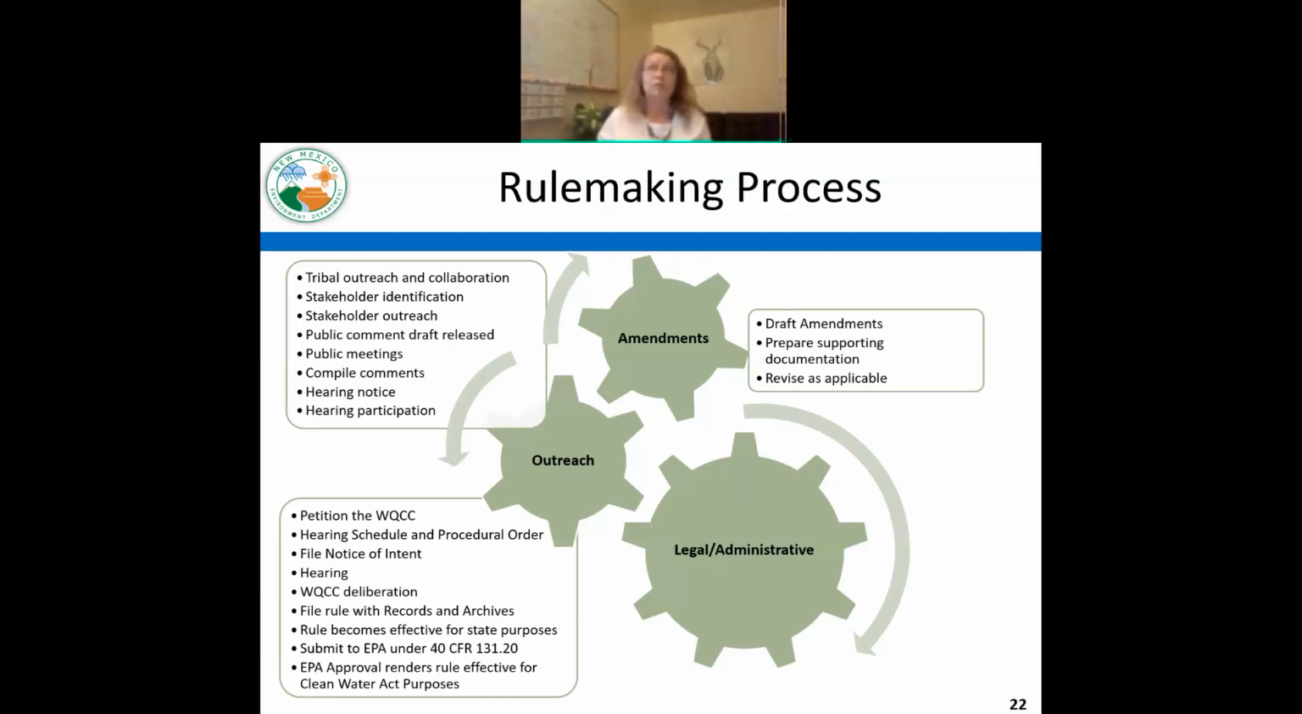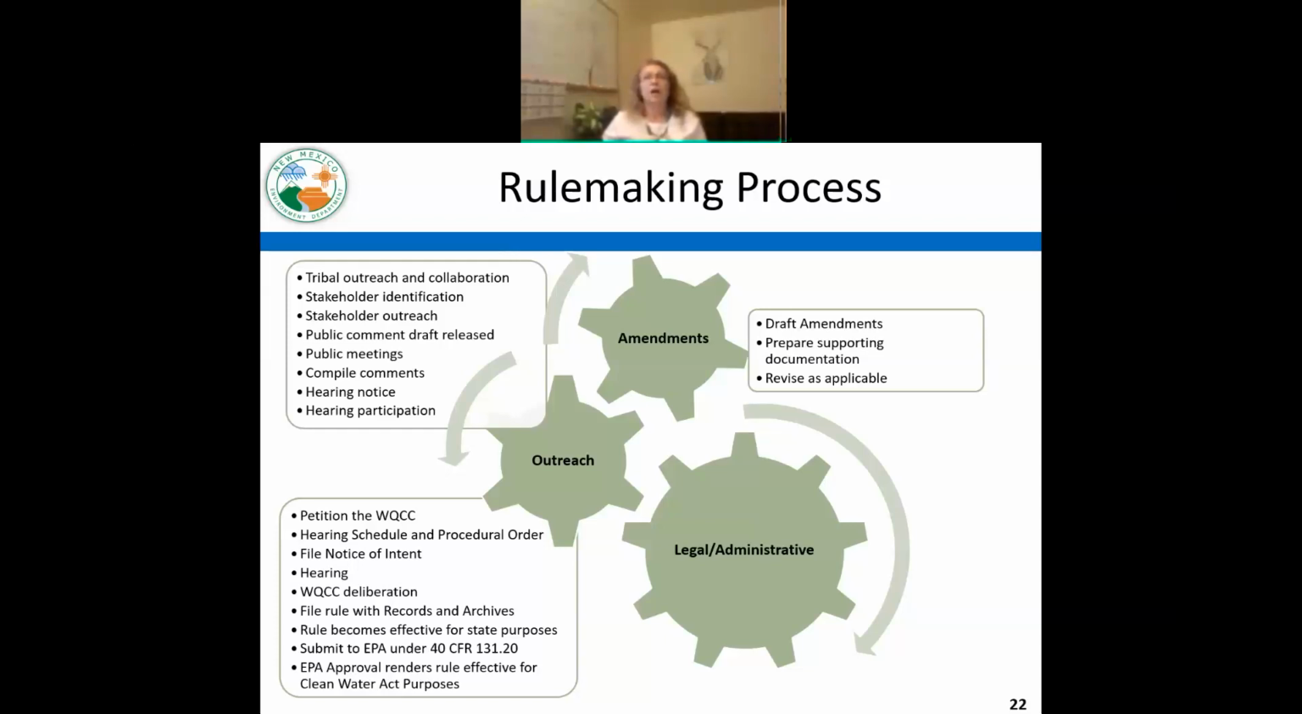For this triennial review, the state has reached out to both tribes and stakeholders and is now reaching out to you, the public, on the proposed amendments. In tandem with outreach, the department must also develop the amendments and prepare the supporting documentation for those amendments. Following the input we received from our tribal and stakeholder outreach efforts, the department has prepared a public comment draft for review. The comments received from the public will be considered in preparation for filing with the Water Quality Control Commission.